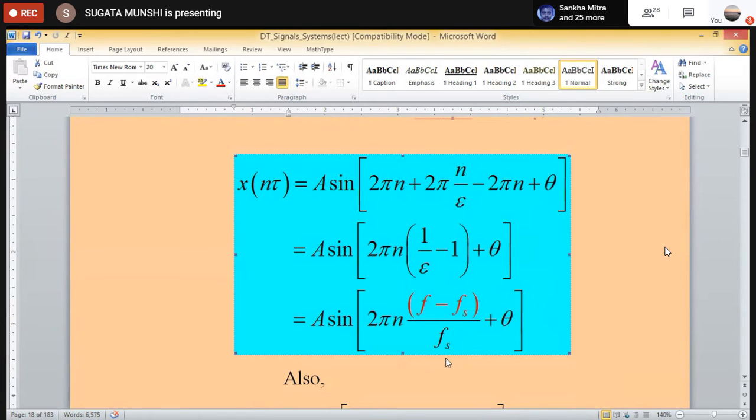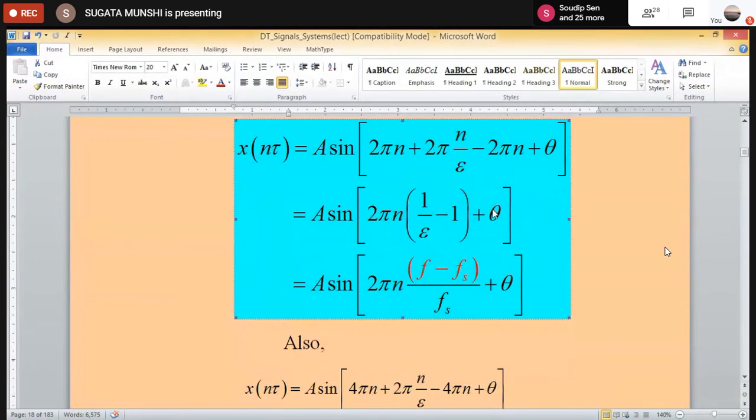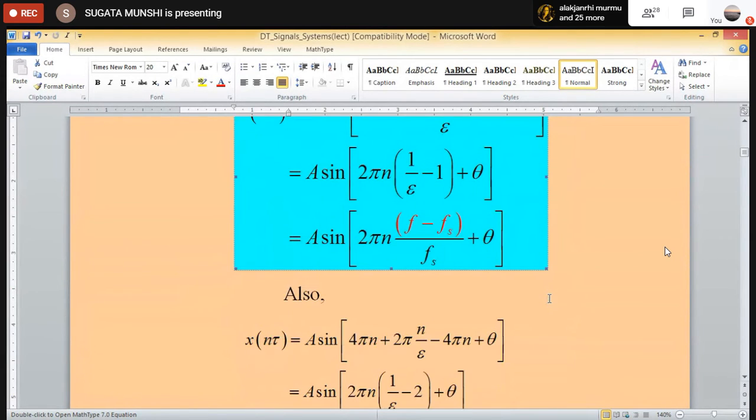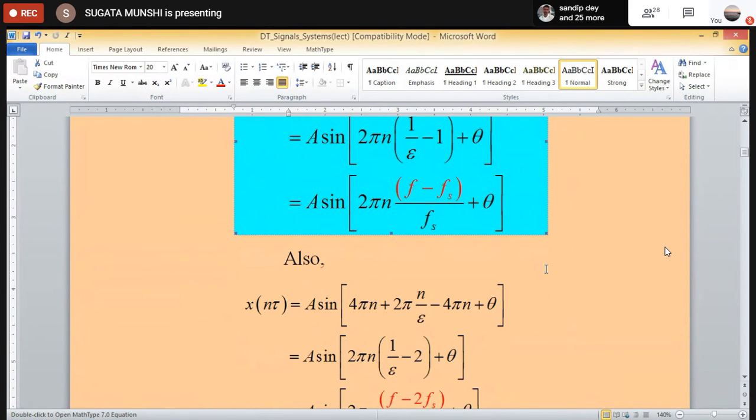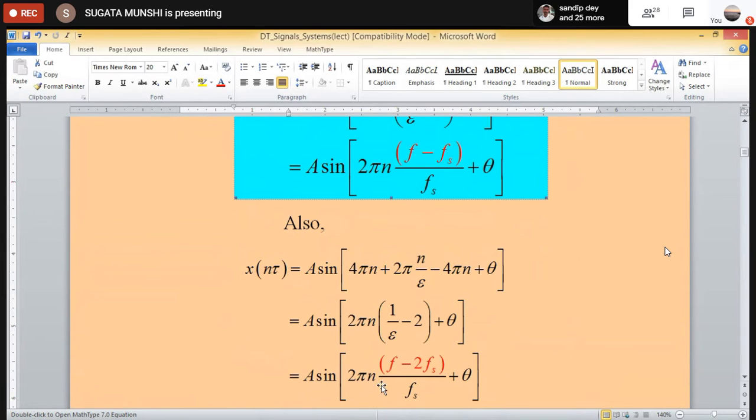You can also maneuver x(nτ) in this way. Instead of adding 2πn and subtracting 2πn, what you can do is add 4πn and subtract 4πn. What does that result in? It will become 2π n (F − 2Fs)/Fs + θ. So these are the two possibilities. Those two frequencies are less than F.